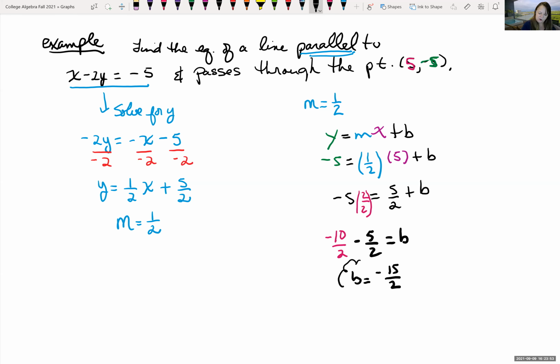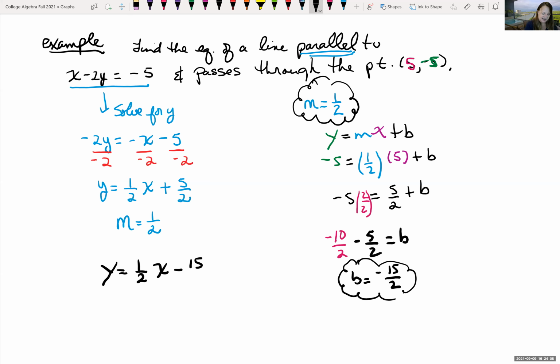So we know what our y-intercept is. We know what our slope is. So we should have the equation of the line. It would be y is equal to 1/2 times x minus 15/2. So graphing those, they would be parallel.